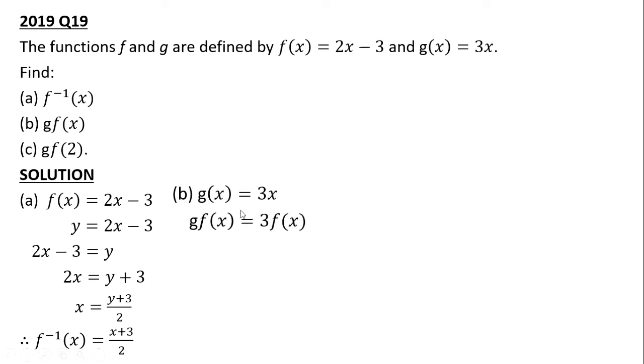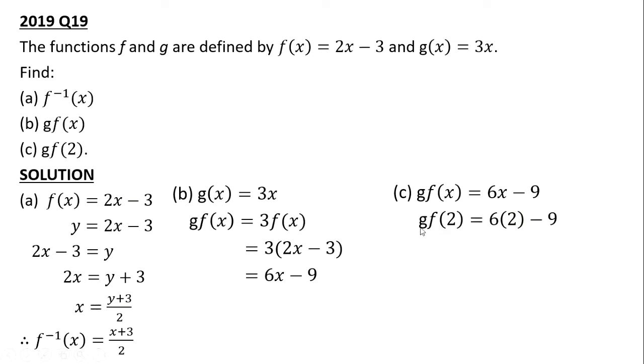g of f of x. If g of x is equal to 3x, where there's that x, substitute f of x. So where there's that x, we'll replace it with 2x minus 3. Expand. 3 times 2x will give you 6x. 3 times negative 3 will give you a negative 9. g of f of x is equal to 6x minus 9.